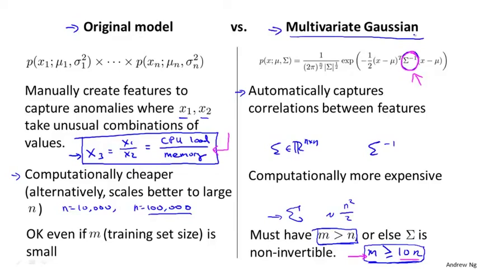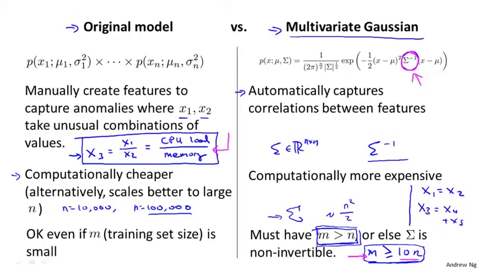Finally, I just want to briefly mention one somewhat technical property. If you fit a multivariate Gaussian model and you find that the covariance matrix sigma is singular or non-invertible, there are usually two cases for this. One is if it's failing to satisfy this m greater than n condition, and the second case is if you have redundant features. By redundant features, I mean if you have two features that are the same, somehow you accidentally made two copies of the feature, so maybe x1 is just equal to x2. Or maybe feature x3 is equal to feature x4 plus feature x5.